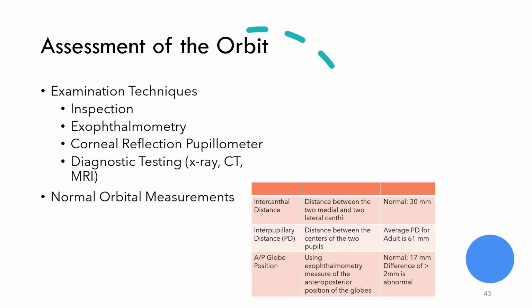And then the anterior-posterior position of the globes, we use exophthalmometry to measure this. And normal distance is 17 millimeters, and any difference greater than 2 millimeters is considered abnormal.